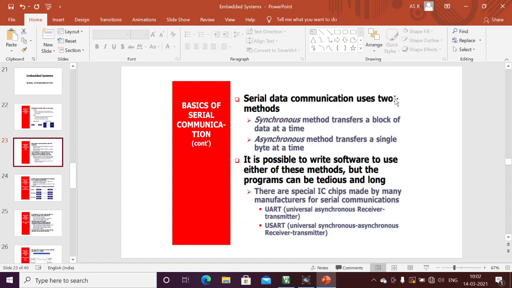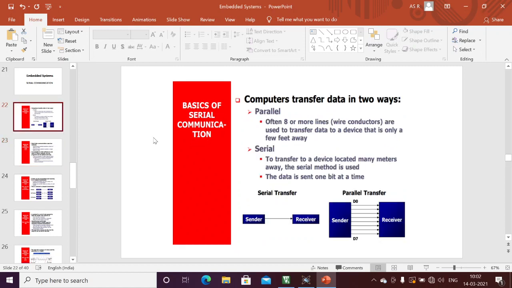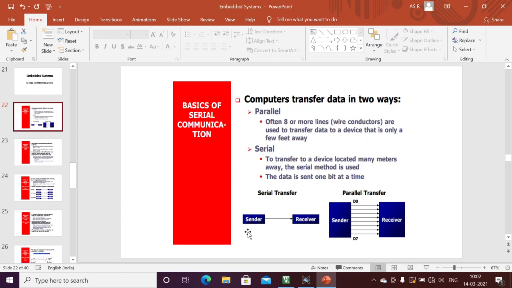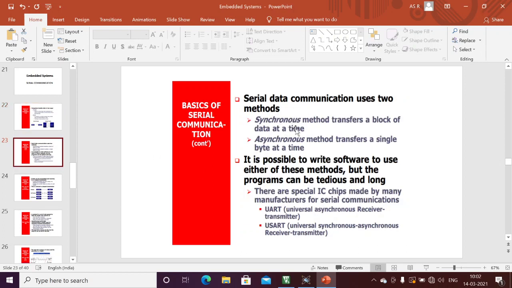Serial data communication uses two methods: the synchronous method transfers a block of data at a time, and the asynchronous method transfers a single byte at a time. Here we'll discuss the difference between synchronous and asynchronous. We can achieve serial communication using both methods. Synchronous method means both sender and receiver should be synchronized with a clock, then only I am able to send a block of data at a time. The clock is used to synchronize between the sender and receiver.